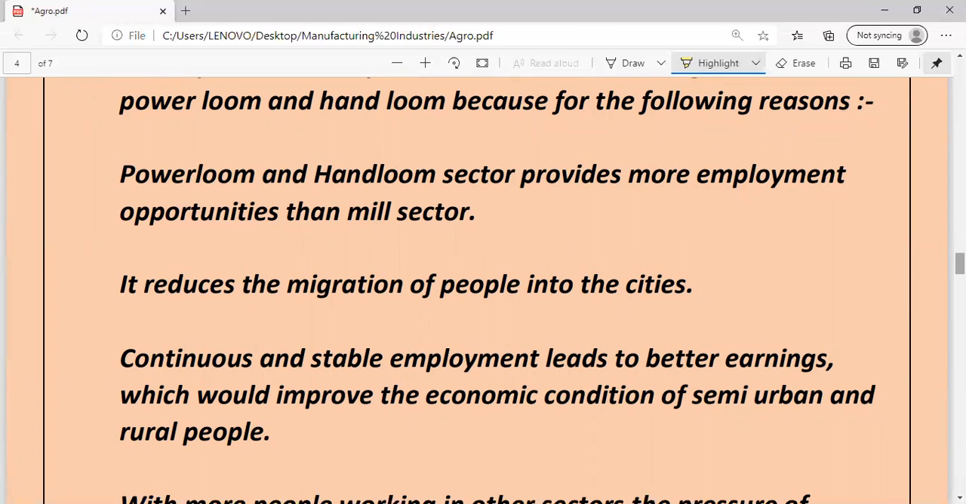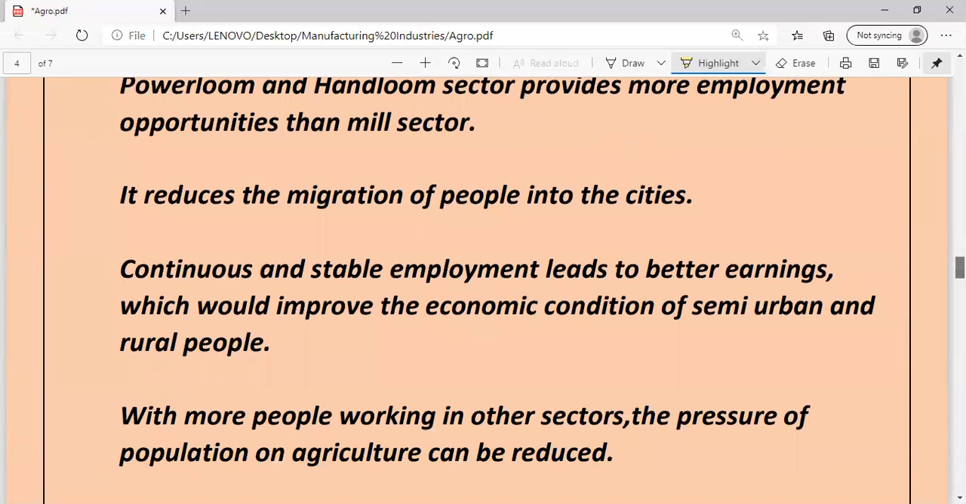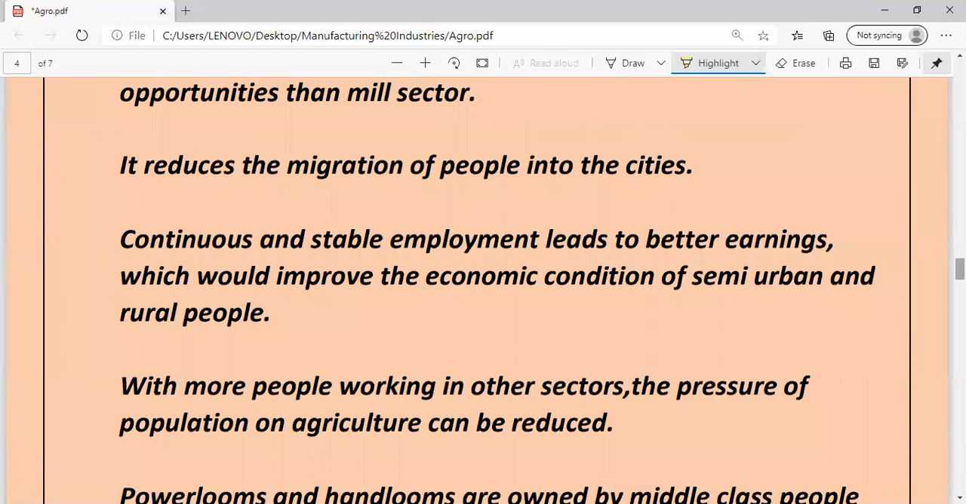Then it reduces migration of people into the cities. Since handloom is concentrated in rural areas or semi-urban areas, people can work from their homes, can work in their villages or semi-urban areas rather than migrate to the cities, and it will reduce the problems in cities. Then continuous and stable employment. Throughout the year they are able to get a job or employment.